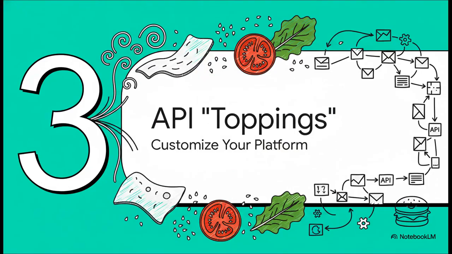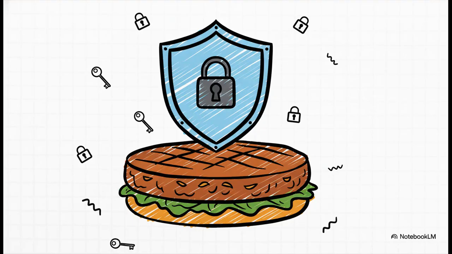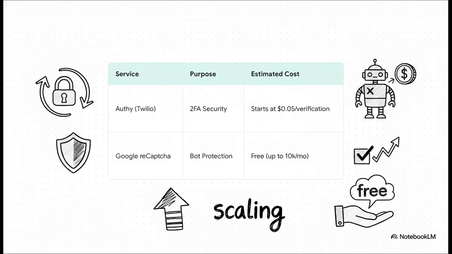So, you've got your bun, you've got your patty. Now for the really fun part, the toppings. These are all the third-party API services that let you add unique, powerful features to your platform. This is how you really customize your order and make it your own. First up, a topping that for a lot of communities is completely non-negotiable: extra security. It's so easy to add things like two-factor authentication using a service like Authy, or you can protect your community from spam with Google's reCAPTCHA. And you're going to notice a theme here, okay? A lot of these essential services have incredibly generous free tiers, so you often don't pay a dime until you really start to scale up.